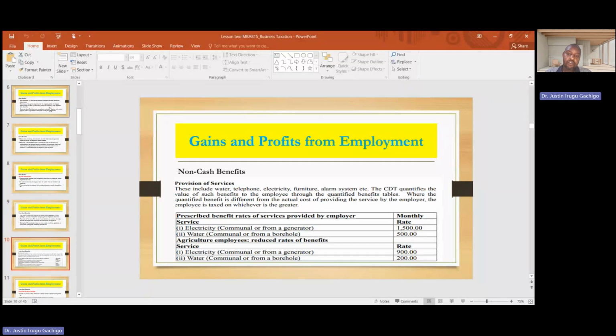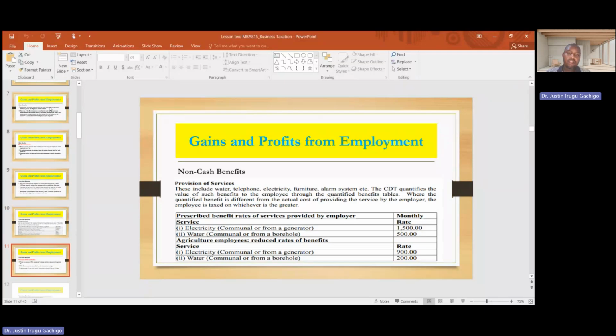Then we have this provision of services. If it's electricity from a communal source or from a generator, this is taxed at 1,500. If it is water communal or from a borehole, this is 5,500. If it is electricity, these are for agriculture. For agriculture, it is at a reduced rate of 900 and 200.